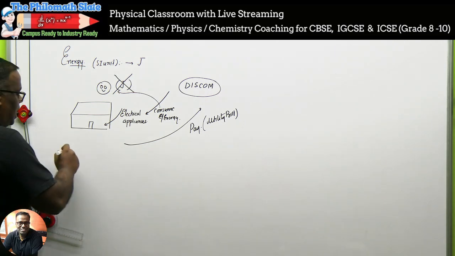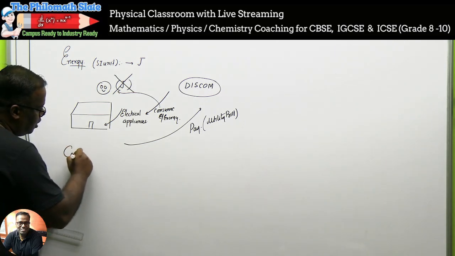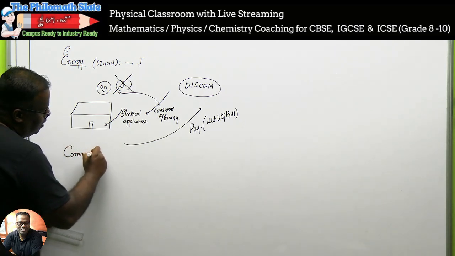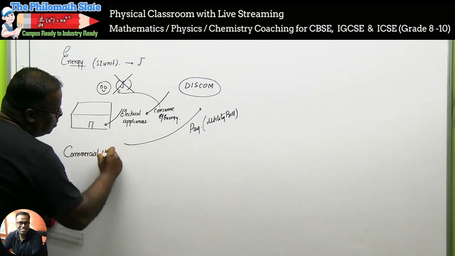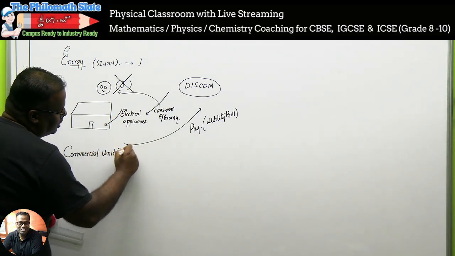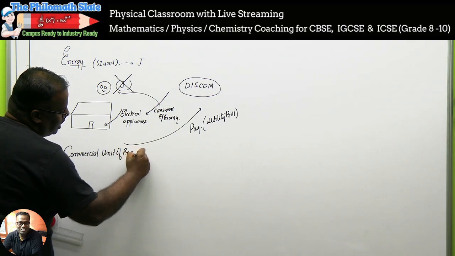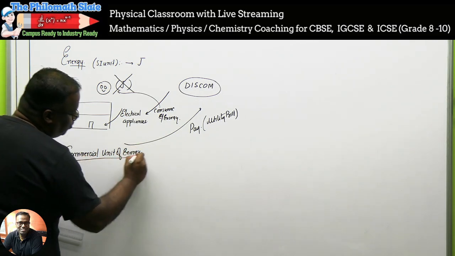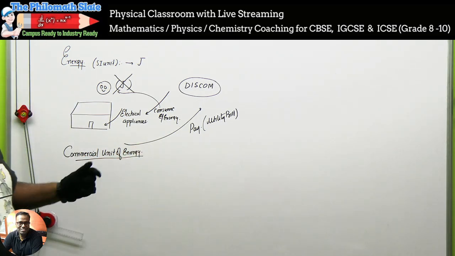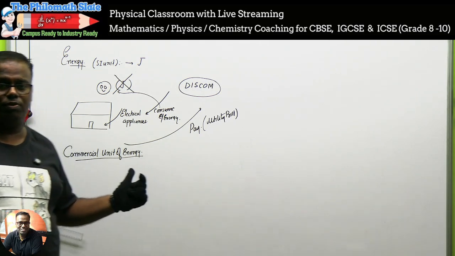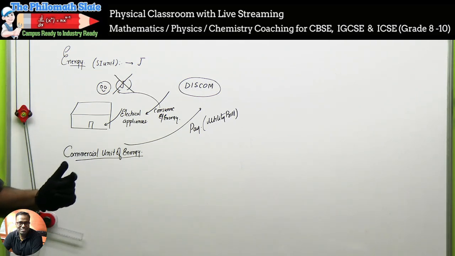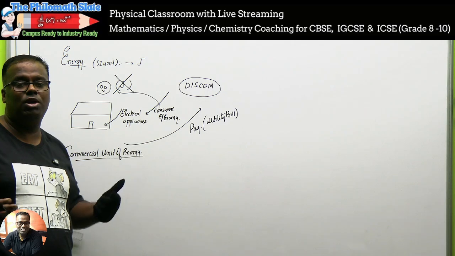This typical item is known as commercial. Commercial matlab wherever money comes into the picture. Commercial unit of energy. Okay. Usually, what is the unit of energy? Joules. Now we are going to talk about the commercial unit of energy. Commercial unit of energy means the unit of energy on which we are billed.